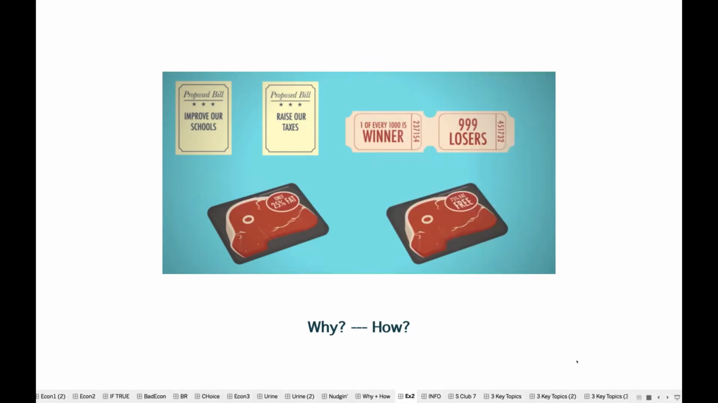So on top left, we've got 2 political bills that are advertised to the political electorate. One says we're going to raise the taxes, and the other says we're going to improve the schools by raising taxes. And again, framing and context, all of these different things come into play here. And then, of course, on the right-hand side, we've got positive reinforcement versus negative reinforcement. 1 in 1,000 is a winner versus 999 losers in a raffle.